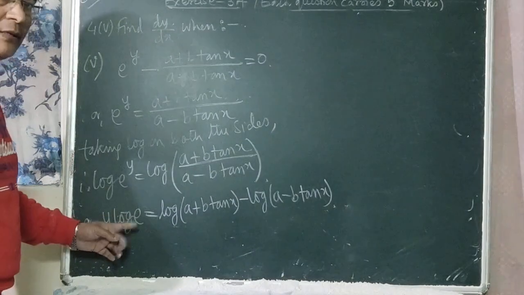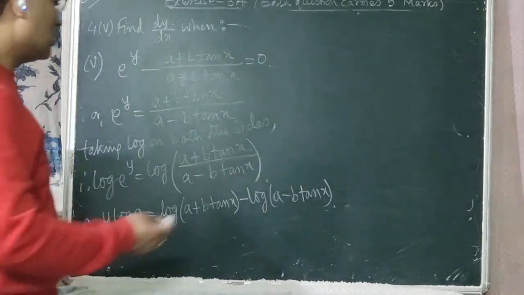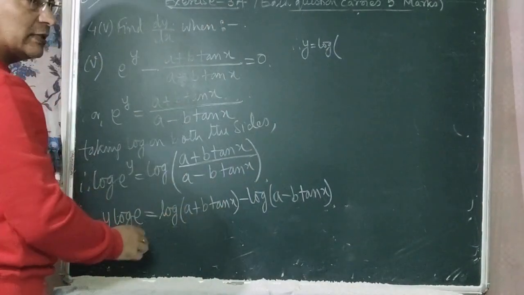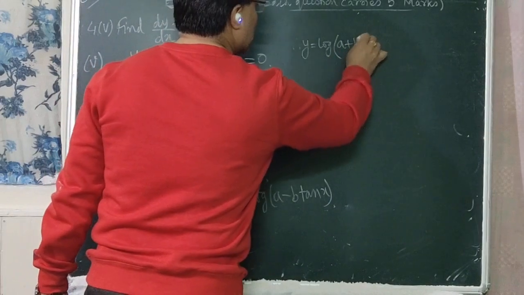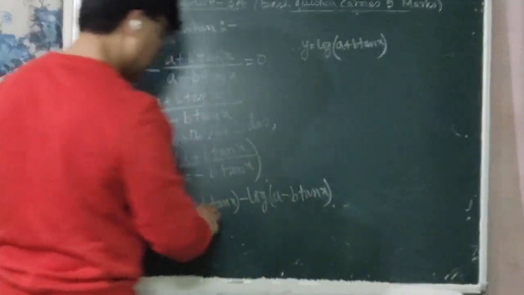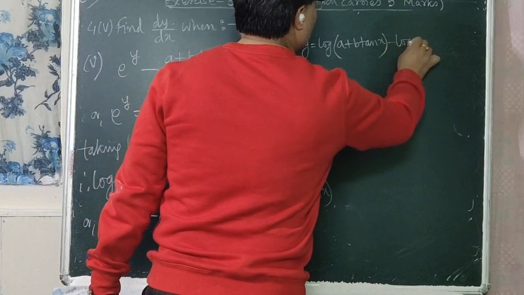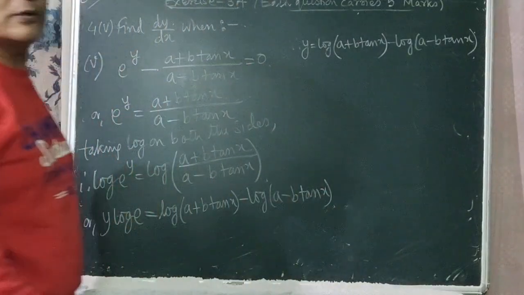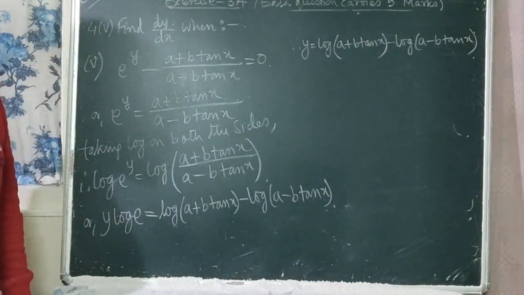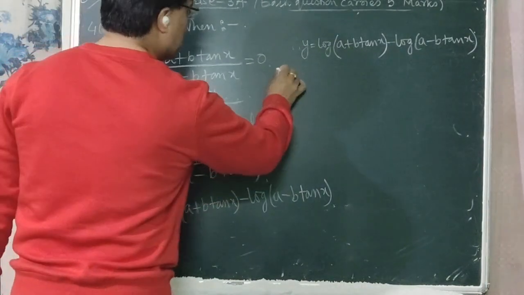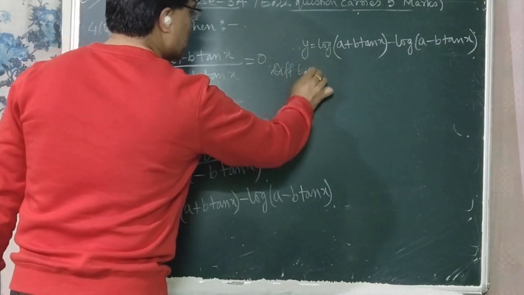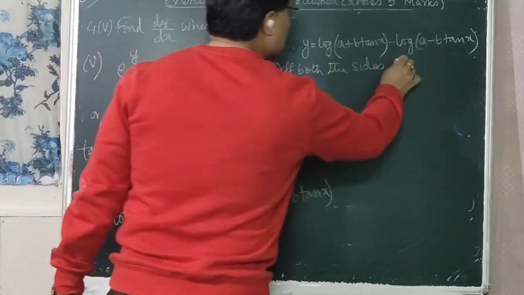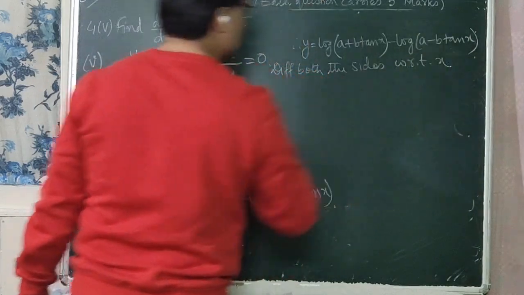Now what is log e? Log e means log e base e, that is always 1. So what do we get? Therefore y is equal to log of (a plus b tan x) minus log of (a minus b tan x). Is that clear to all of you? Now you can easily differentiate both the sides with respect to x.